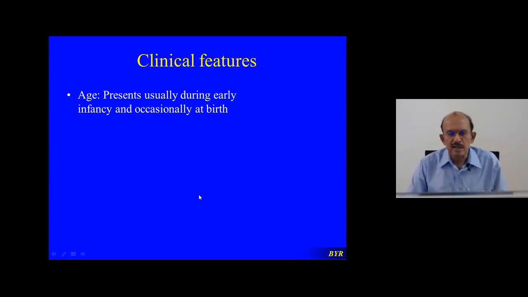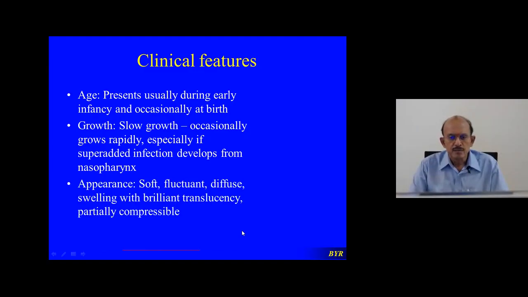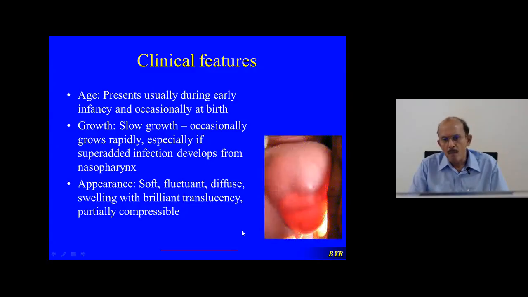Clinical features: present usually during early infancy and occasionally at birth. Growth is slow, occasionally grows rapidly, especially if superadded infection develops from the nasopharynx. Appearance: soft, fluctuant, diffuse swelling with brilliant translucency and is partially compressible. So when you put the torch here, you can see the illumination.